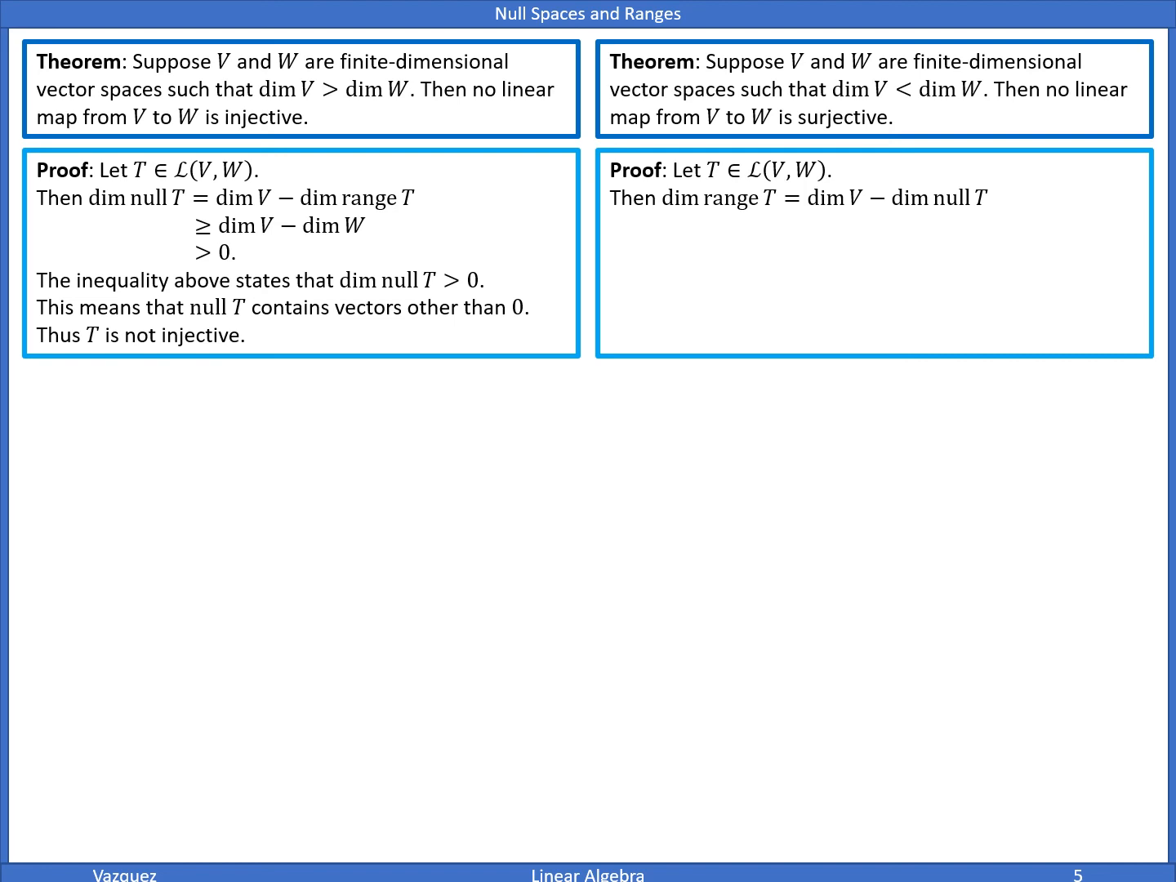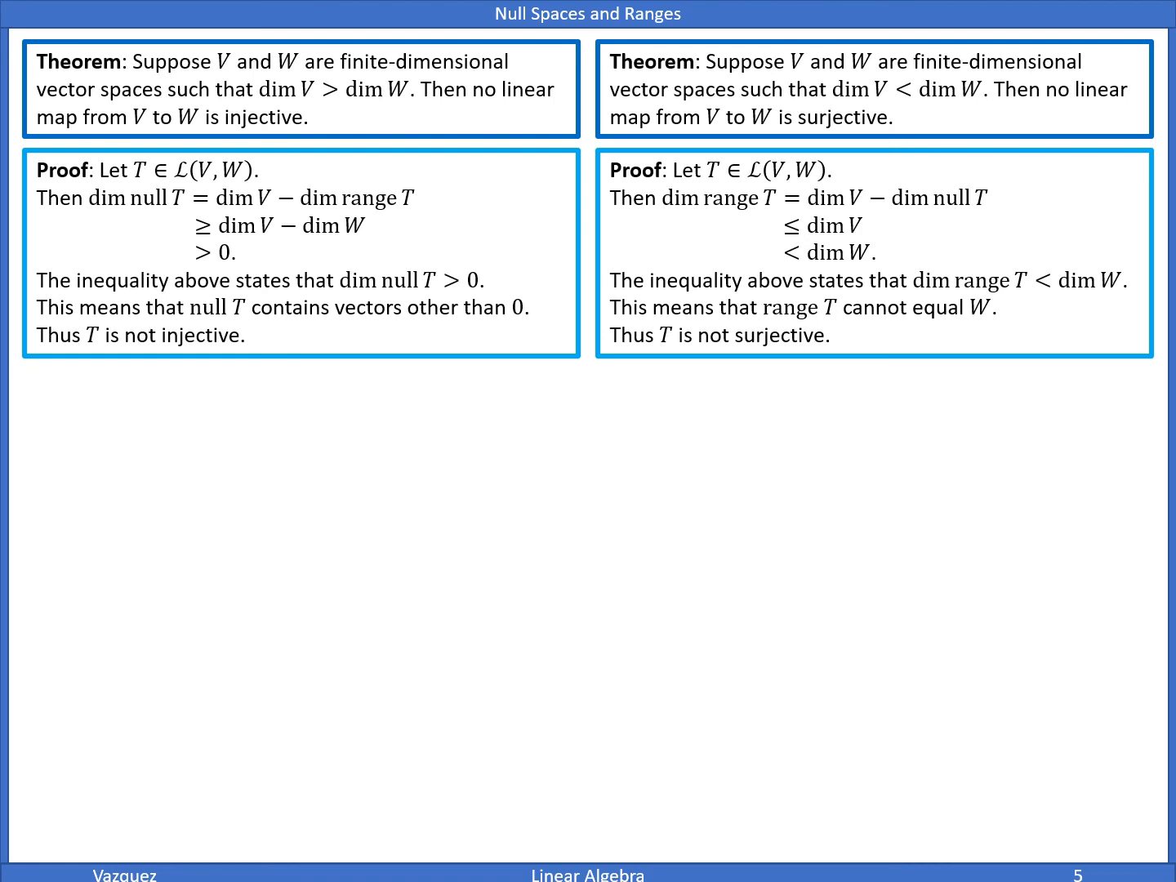Well then, again, switching things around from the fundamental theorem of linear maps, we get this equation: the dimension of the range of T is equal to the dimension of V minus the dimension of the null space of T. And that should be less than or equal to the dimension of V, again because we're subtracting something, which is less than the dimension of W by assumption. Therefore, because the dimension of the range of T is less than the dimension of W, the range does not equal the codomain, meaning that T is not surjective.